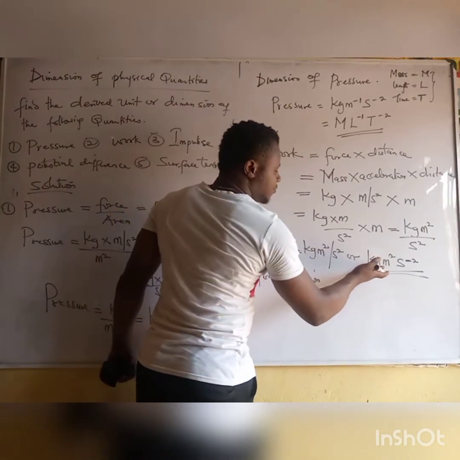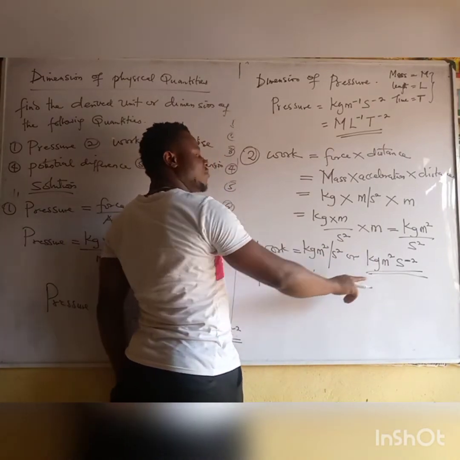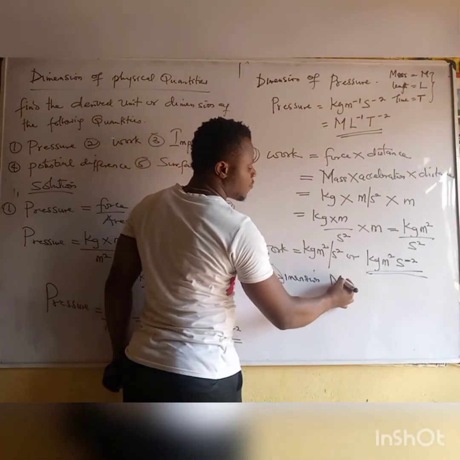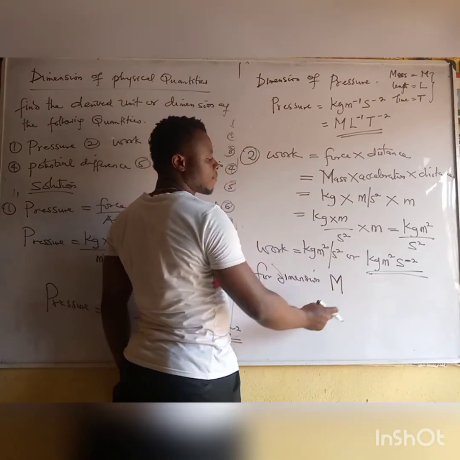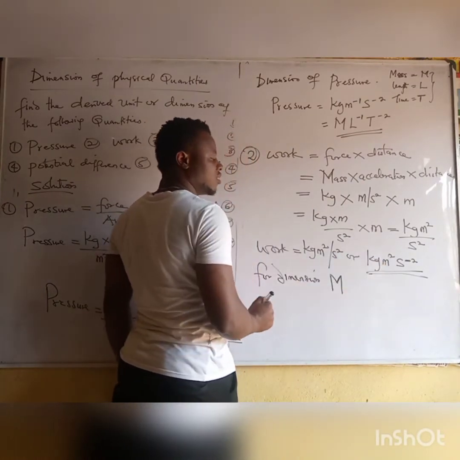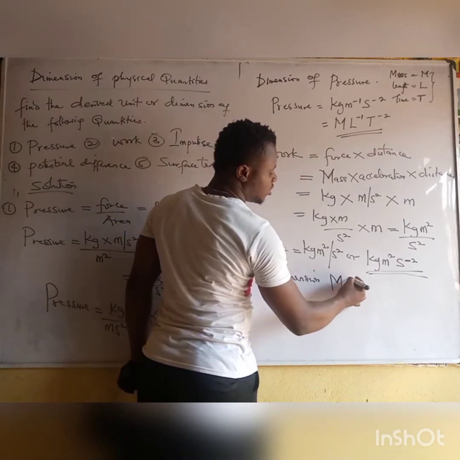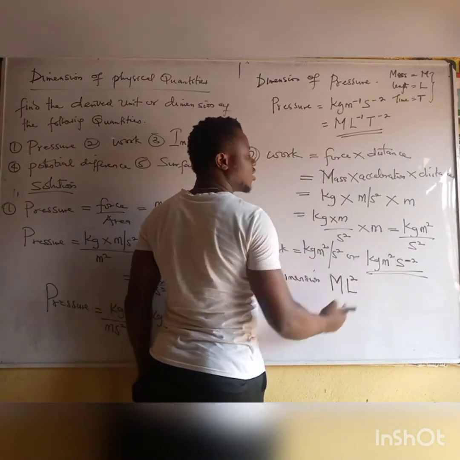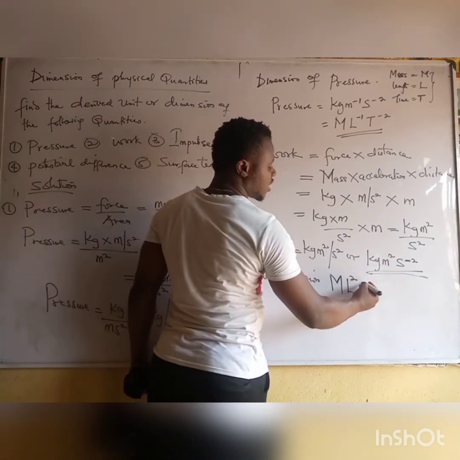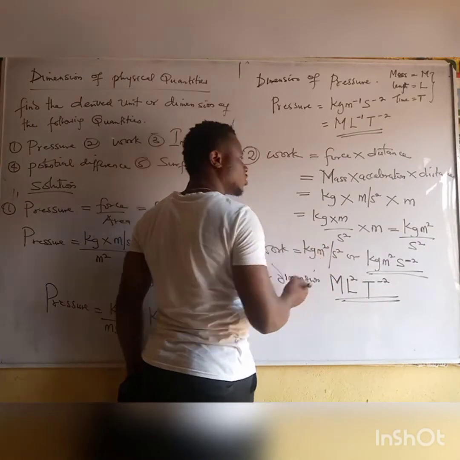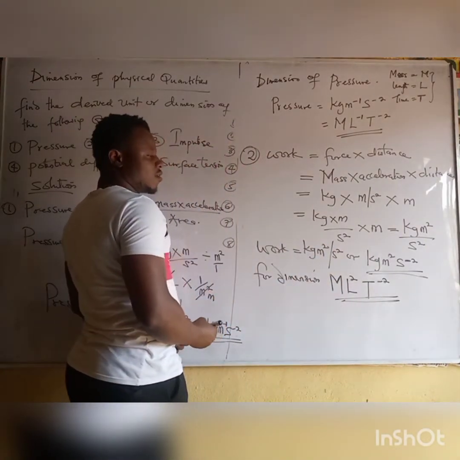For dimension, you can see this is the derived unit of mass, but the symbol of mass is M. This is the derived unit of length, but the symbol of length is L. And this is seconds, and the symbol of time is T minus 2. So this is the dimension of work.